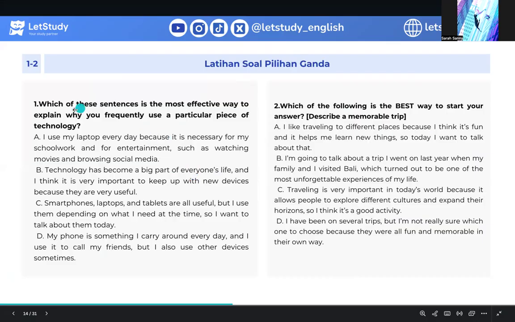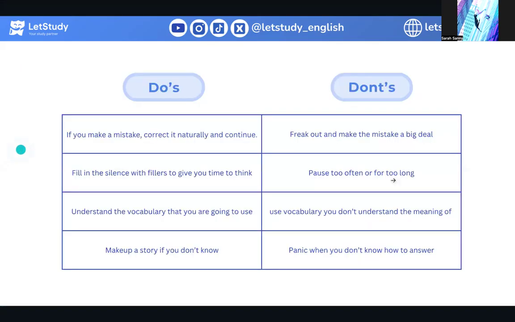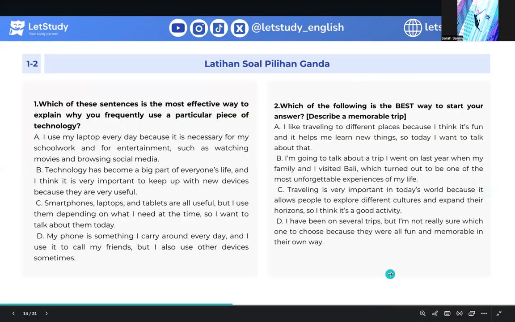Okay, so now we have latihan soal. The first question is, which of these sentences is the most effective way to explain why you frequently use a particular piece of technology? And the second one is, which of the following is the best way to start your answer? Describe a memorable trip. Now pause the video and give you guys time to answer. Okay, now we have latihan soal pilihan ganda. Pause the video and answer the question, and then I will explain the correct answer.